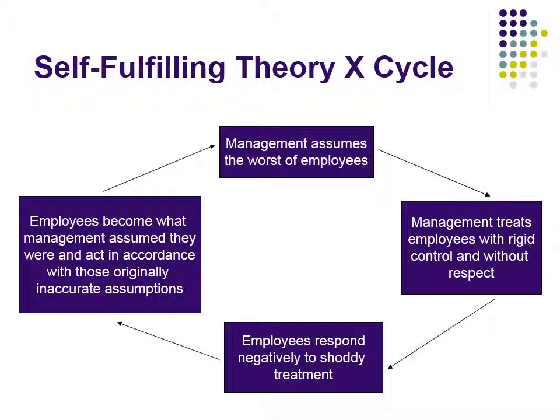So here's an example of the self-fulfilling theory of Theory X and the cycle of it. So management assumes the worst of employees, the top of this chart. Management then treats employees with rigid control and without respect. Basically, everything is structured to force employees to work no matter what they feel like or how they respond, and it's not really incorporating how they're feeling. It's basically creating rigid structures of you either do the job as required, the way we have it set out, or you'll be fired, and we will constantly be monitoring you to make sure that you're not failing.